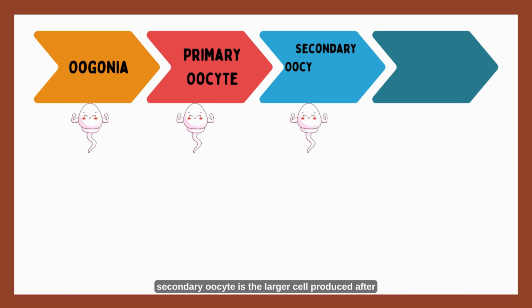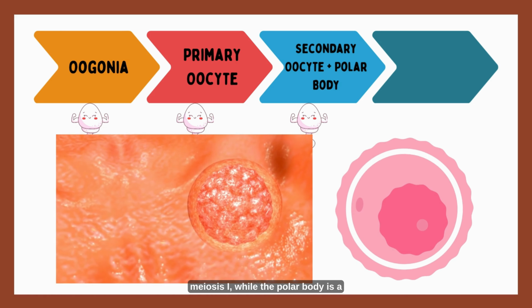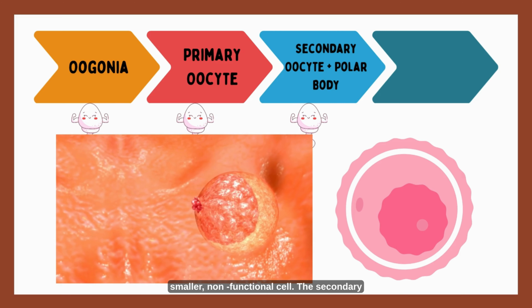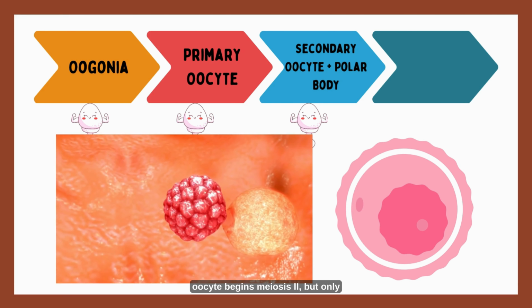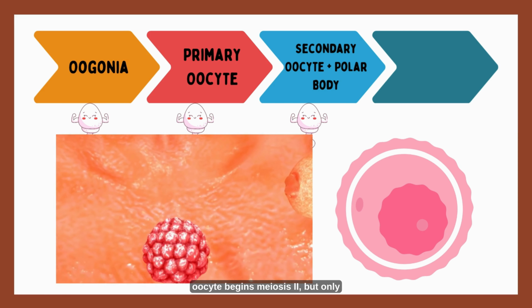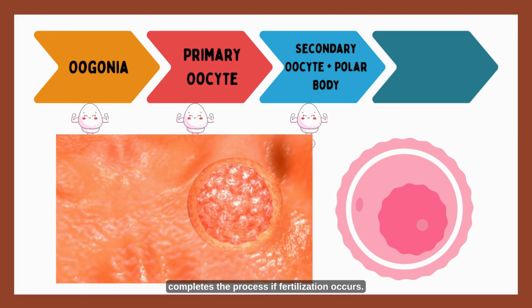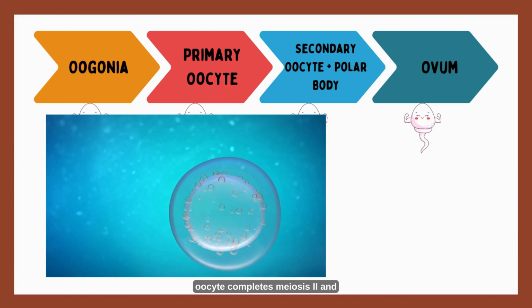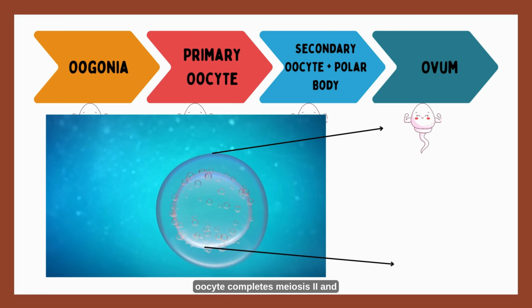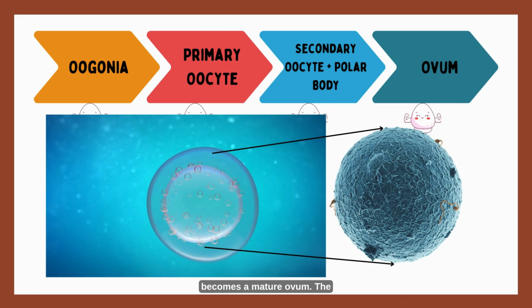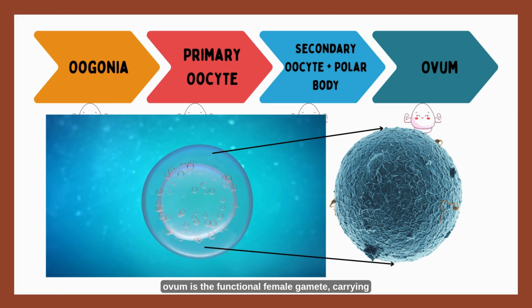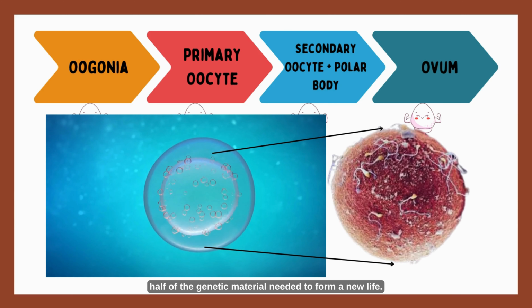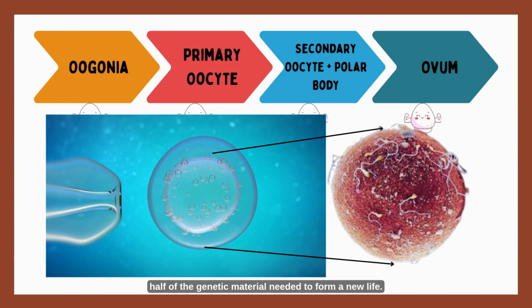The secondary oocyte is the larger cell produced after meiosis I, while the polar body is a smaller, non-functional cell. The secondary oocyte begins meiosis II, but it only completes the process if fertilization occurs. If fertilization happens, the secondary oocyte completes meiosis II and becomes a mature ovum. The ovum is the functional female gamete, carrying half of the genetic material needed to form a new life.